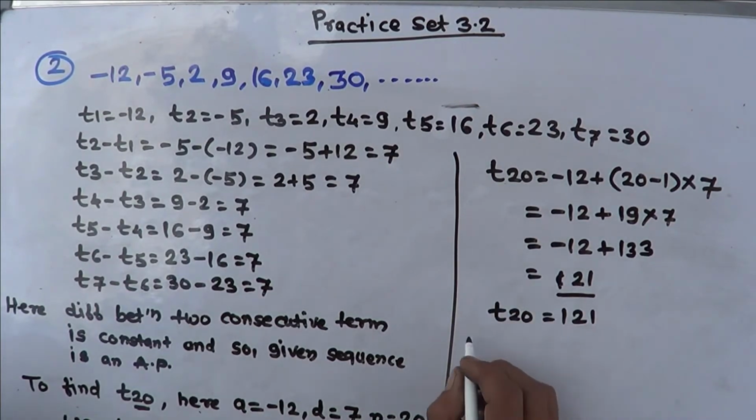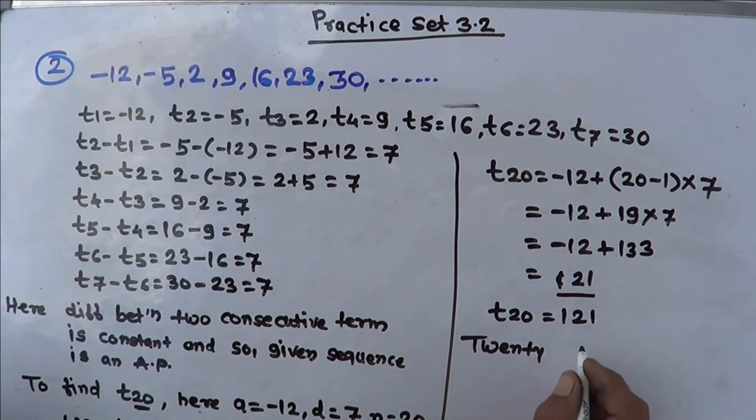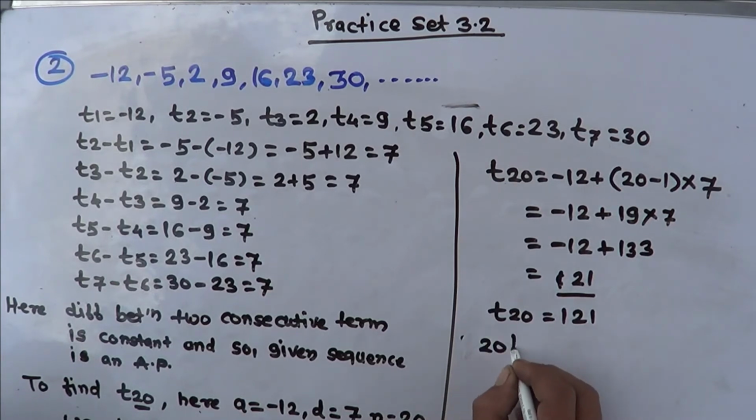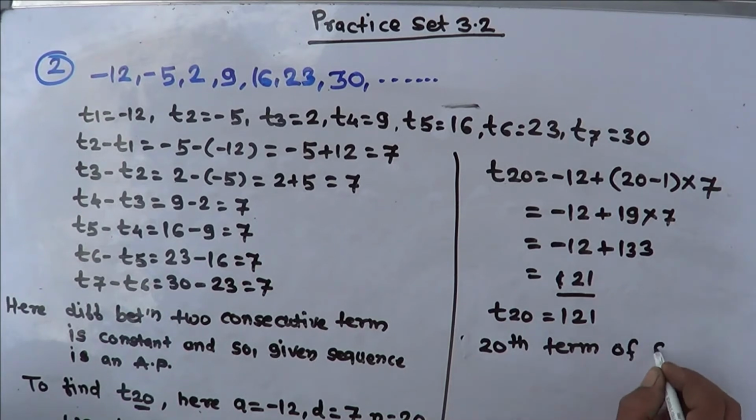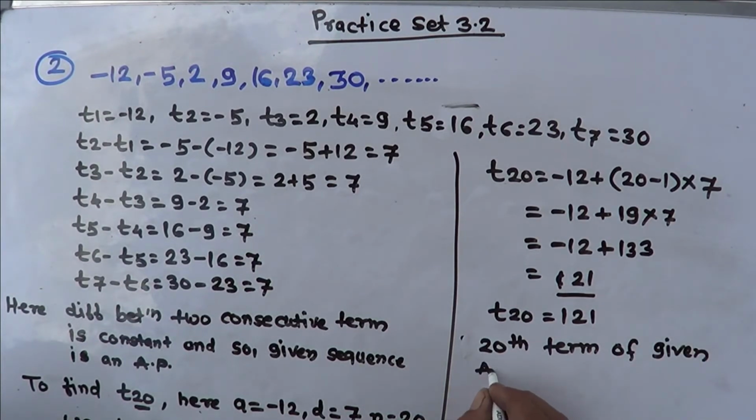So the 20th term of the given AP is 121.